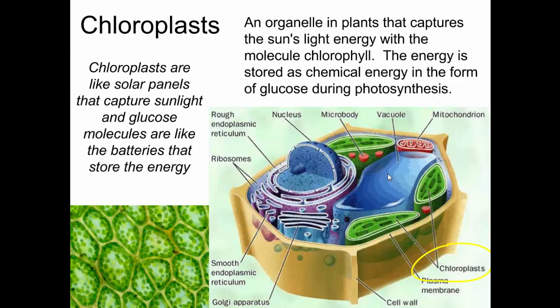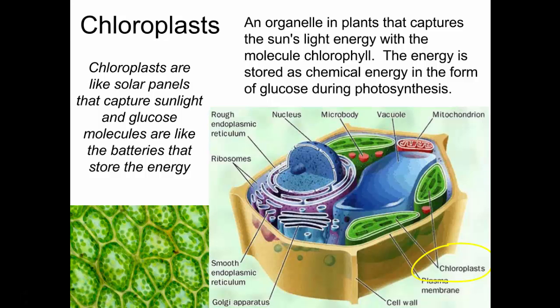Next we have the chloroplast. This is what we were looking at when we were looking at our elodea leaves. Those are those green circles. And they're like solar panels. They capture sunlight and glucose molecules. And again, this is another thing that's found only in plant cells. And they're like batteries that store the energy.